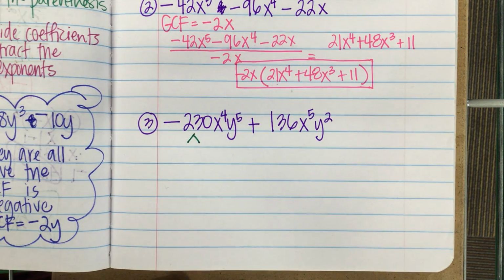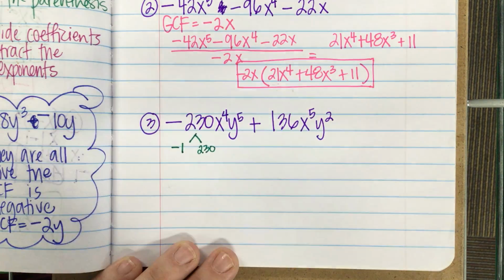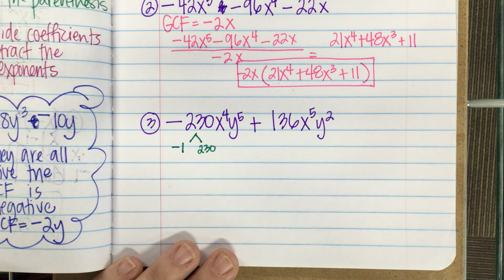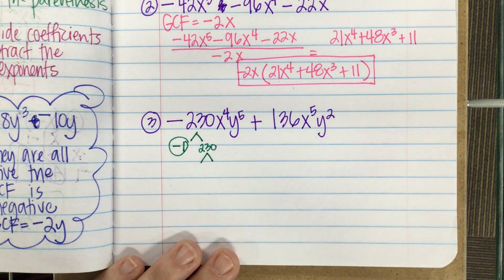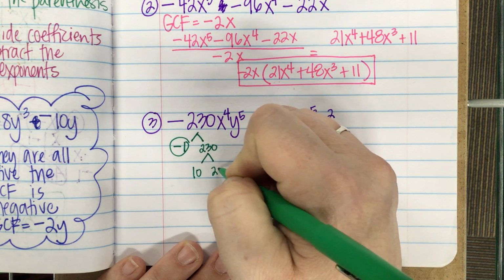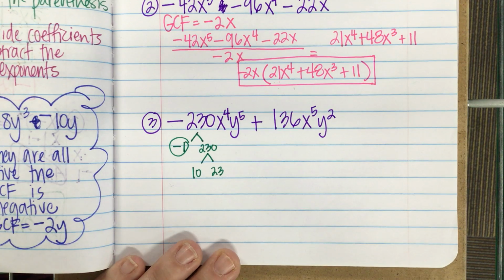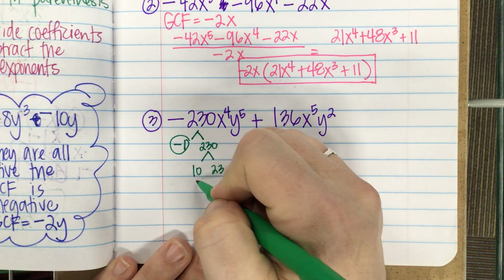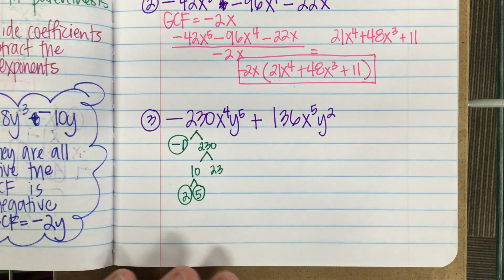So I'm going to take out a negative 1. Then I'm going to factor 230. What should I go with? It ends in a 0, so what should I divide by? 2. I divide by 10. Could you divide by 2? Sure. What do you know about 10? What times what is 10? 2 times 5. And those are both prime, so I'll stop there and circle them.